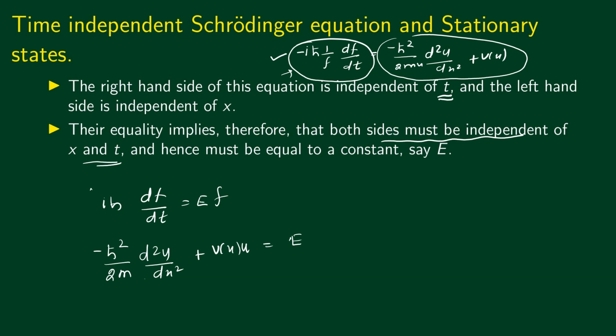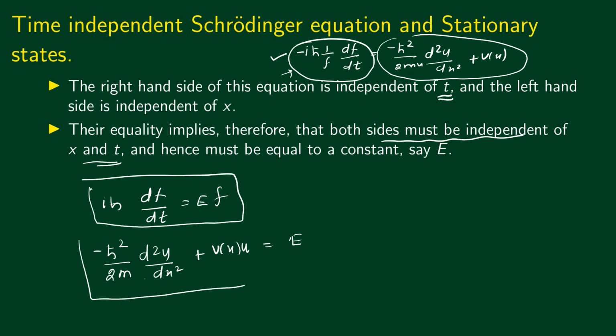We get two differential equations. iħ df/dt is equal to Ef, and minus ħ² divided by 2m d²u/dx² plus V(x) multiplied by u is equal to Eu. We have separated the Schrodinger equation into two different equations. Now note that this would have been possible only if V, or the potential, was independent of time. If the potential depended on time, we couldn't have separated it in this manner.